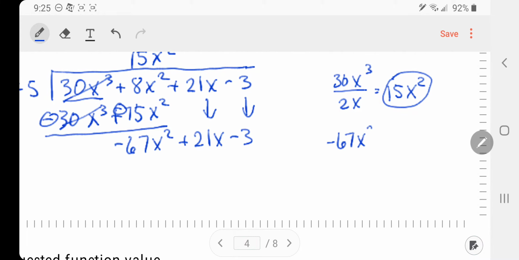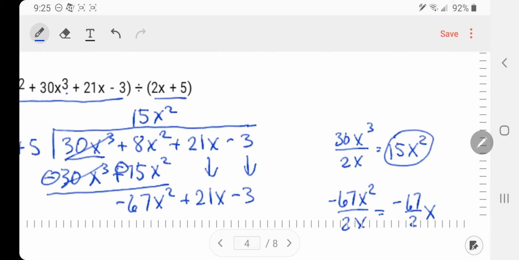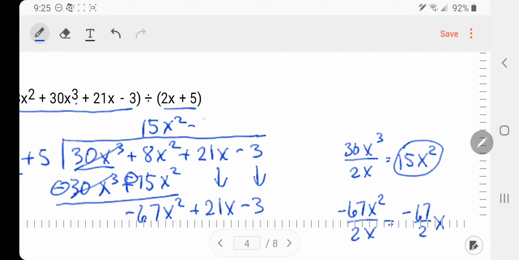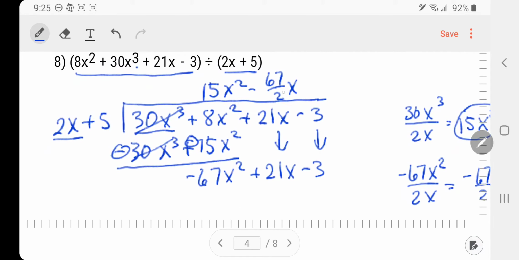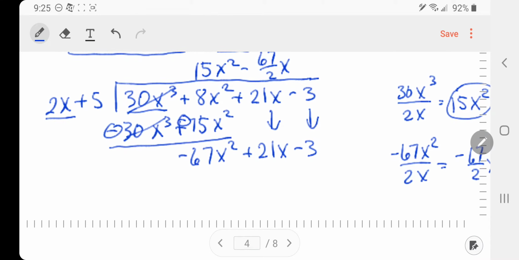Negative 67x squared divided by 2x. That's not going to divide nicely. I'm so sorry. That's going to be negative 67 over 2x. That's going to be nasty. Negative 67 over 2x. And then that guy, again, he's going to distribute out front. All right, so here we go. Negative 67x times 2x is going to give me negative 67x squared. These should always match if you design this term in the quotient correctly.